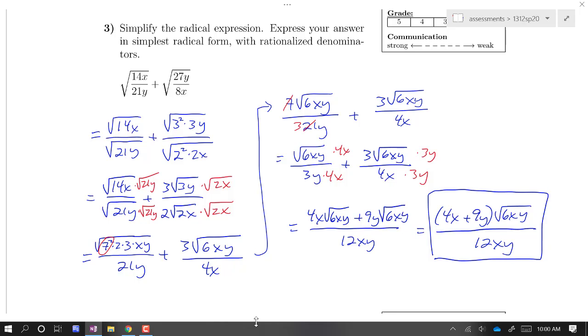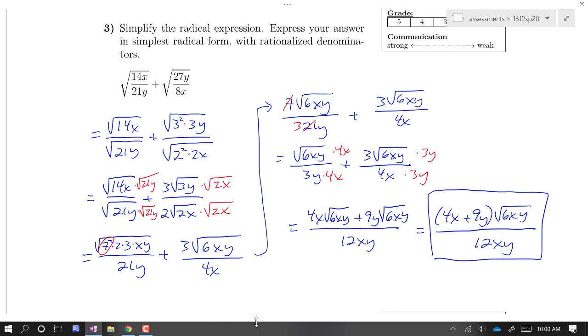When you do that, if you look at the first fraction, 14x over 21y, 14 is 7 times 2, and 21 is 7 times 3. So I have a 7 squared, 2, and a 3. Once I did that multiplication, I was able to simplify this radical, so I took that out, and that's all over 21y. I multiplied this one by 2x on the top and the bottom, but that doesn't lead me to anything that I can simplify.